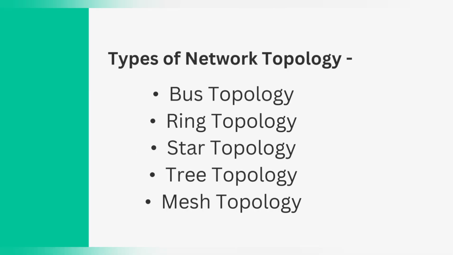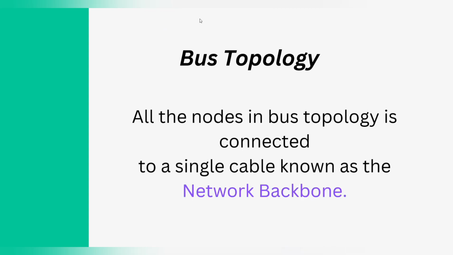each other. There are 5 main types of topologies: bus topology, ring topology, star topology, tree topology, mesh topology. So starting with the bus topology, all the nodes in bus topology are connected to a single cable known as the network backbone. Bus topology is a simple and straightforward network structure in which all devices are connected to a single central cable called the bus. This central cable serves as the main communication pathway through which data is transmitted between devices.